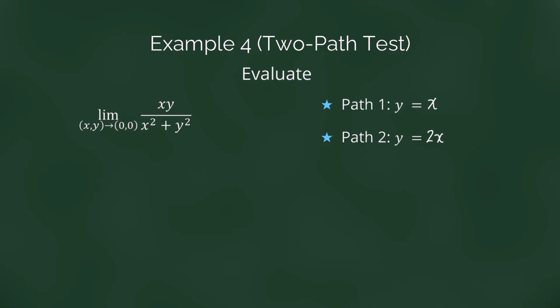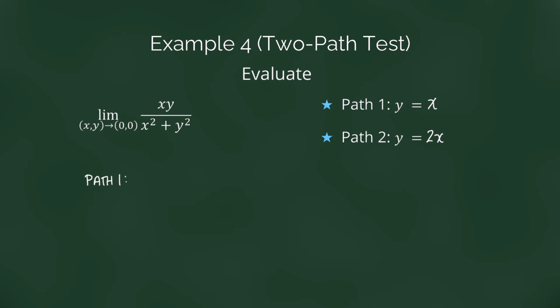All right, let's start with an example here where we have the limit as xy approaches 0, 0 of the function xy over x squared plus y squared. We're going to examine this along 2 paths, the path y equals x and the path y equals 2x. So let's do path 1 first.